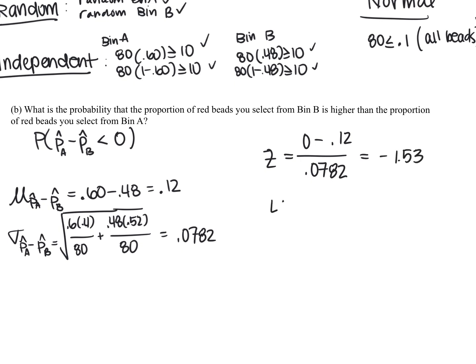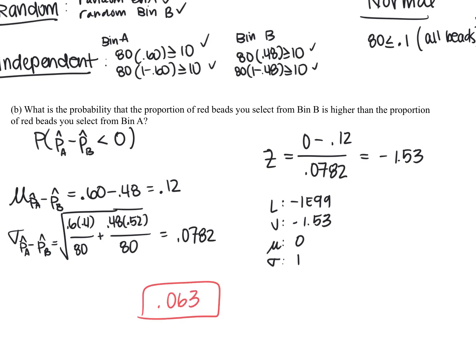So I'm now going to go into normal CDF. Our lower bound is going to be negative 1E99 because we're looking at less than. Our upper bound will be negative 1.53. Mean is 0, standard deviation of 1. And you should get 0.063 as your probability.